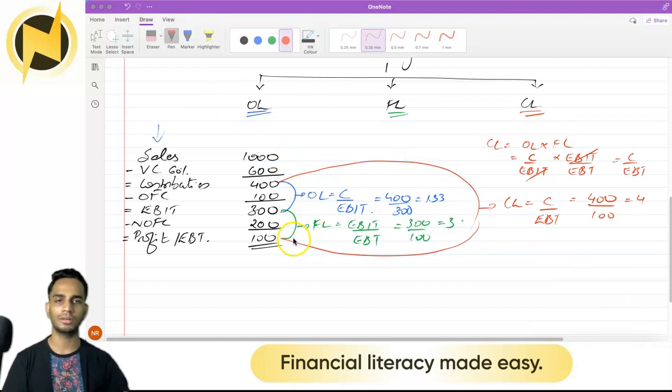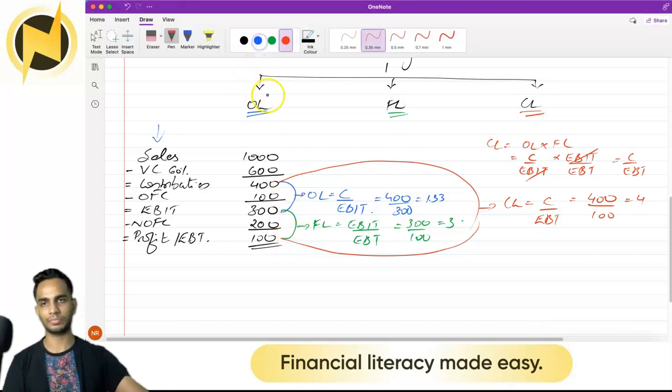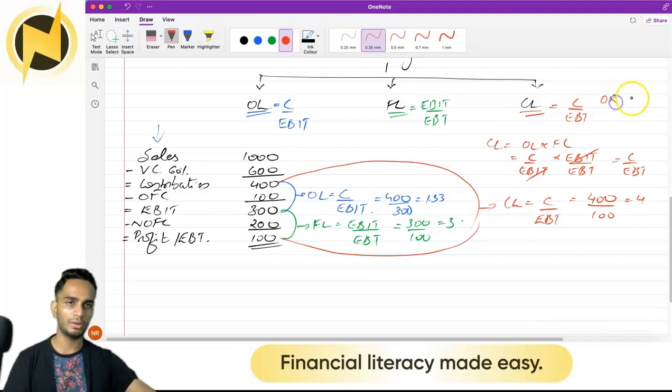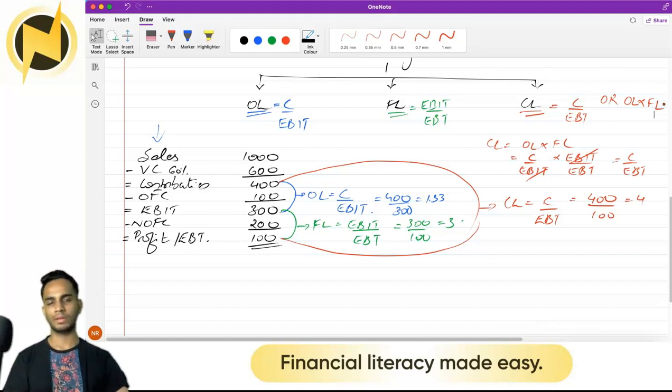This is all. What do you mean by leverage? So you got all the formulas. Once again, I'll repeat. Operating leverage is contribution by EBIT. Financial leverage is EBIT by EBT. Combined leverage is contribution by EBT, or operating leverage into financial leverage. All right, simple stuff.